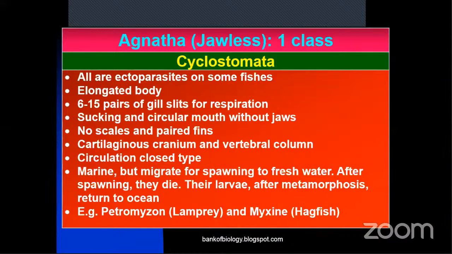No scales. This is important. Usually, when we look at a fish-like organism, we expect scales. So they don't have scales. Then paired fins. Cartilaginous cranium and vertebral column. Circulation is of closed type, so remember this. That means there are blood vessels present. Marine, but they migrate for spawning to fresh water.